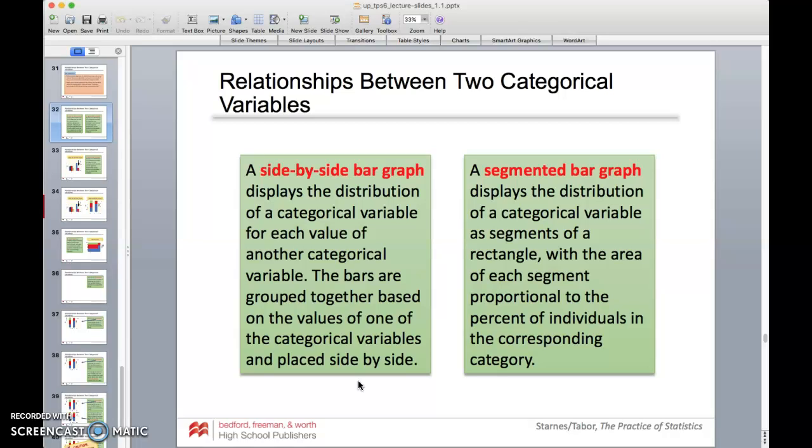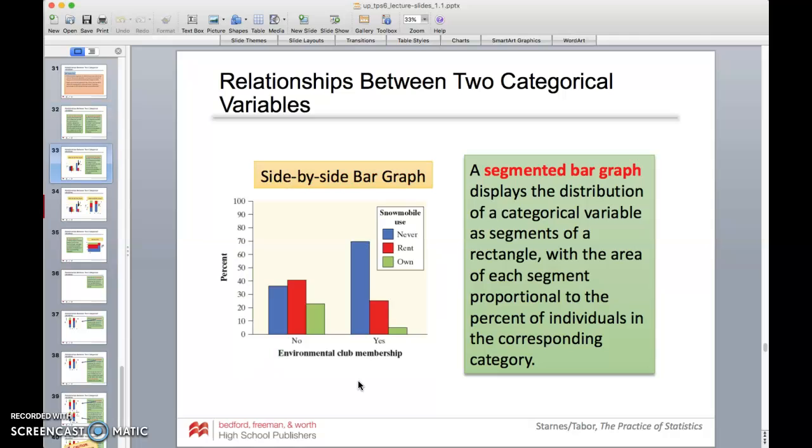The bars are grouped together and then they're shown side by side, which is a nice way to compare. And another way is a segmented bar graph. It compares those distributions, segments of a rectangle, where the area is the same proportion to the percent in that corresponding category. So here's what they look like. The side-by-side bar graph, you'll see it there.